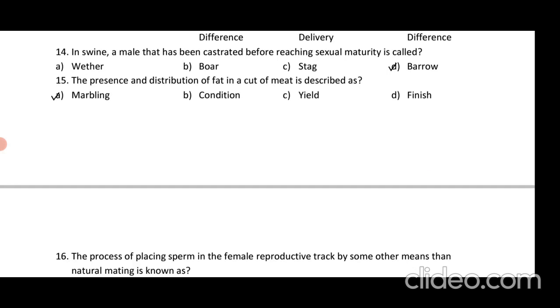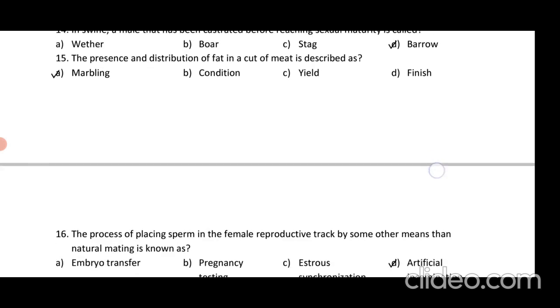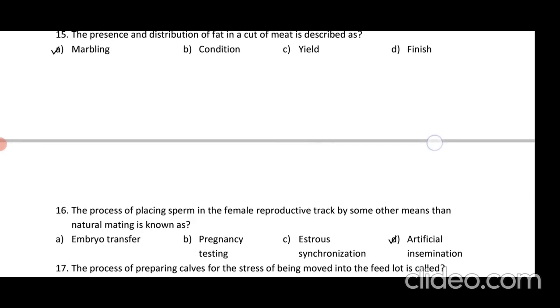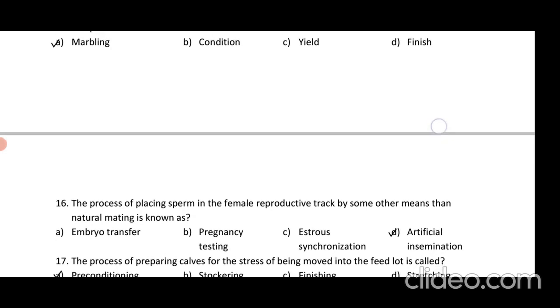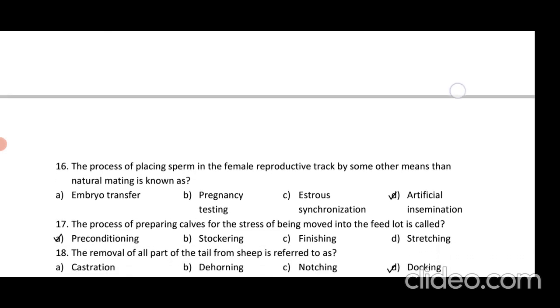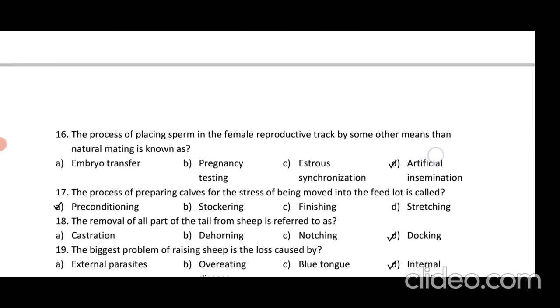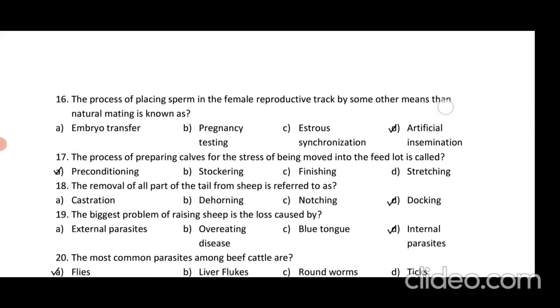The process of placing sperm in the female reproductive tract by some means other than natural mating is known as artificial insemination. The process of preparing calves for the stress of being moved into a feedlot is called preconditioning. The removal of all or part of the tail from sheep is referred to as docking, tail docking. The biggest problem of raising sheep is the loss caused by internal parasites.